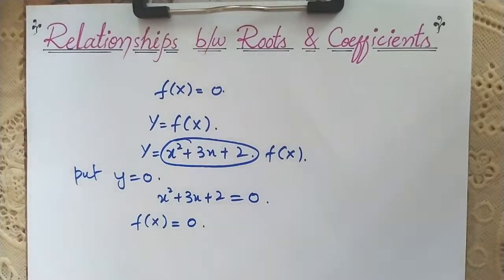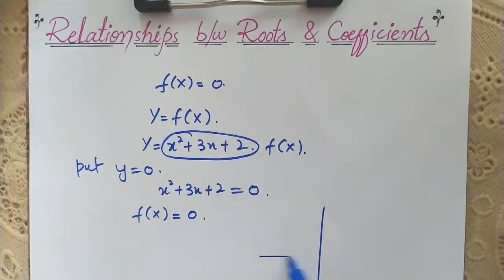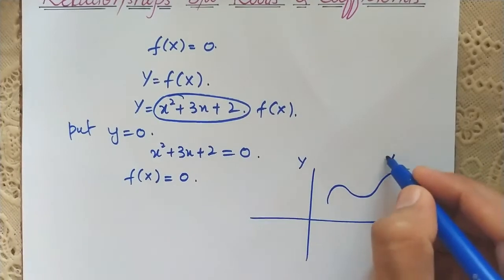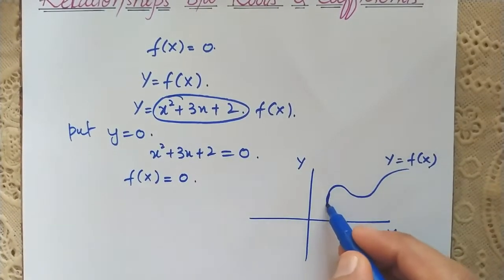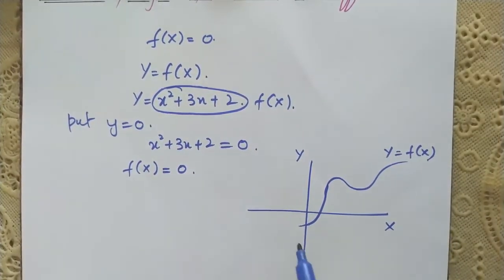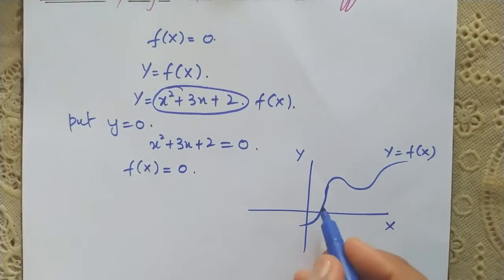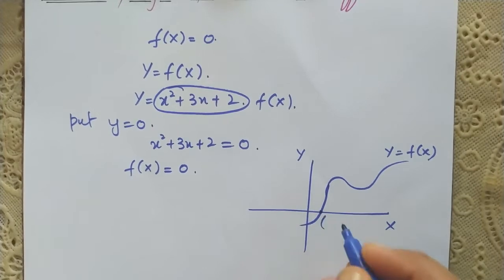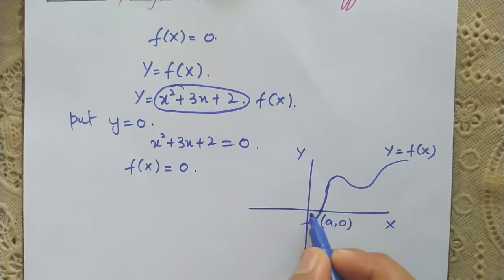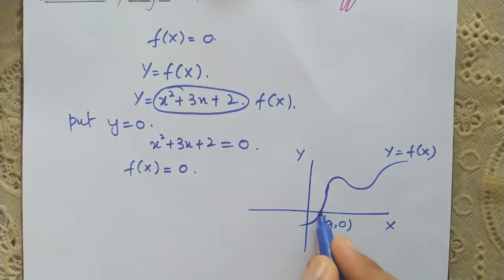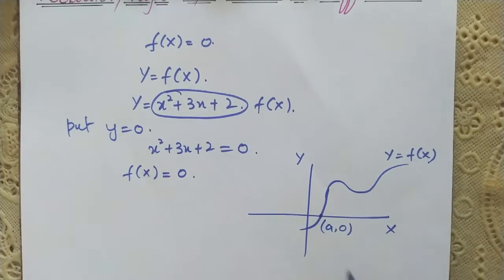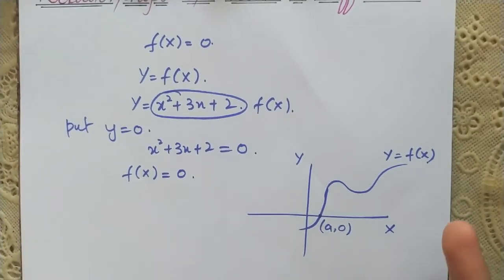For this, consider the graph of any function y is equal to f of x. Suppose it is our coordinate axis, x-axis and y-axis, and suppose this is the graph of the function y is equal to f of x. Now can you see at which point the value of y is equal to 0? Obviously the point which lies on the x-axis. This point has the y value as 0, meaning its coordinates are a comma 0. Suppose a is any number on the x-axis, then the coordinates of this point will be a comma 0. And the point which lies on the x-axis is called the x-intercept. So it means that roots are nothing but the x-intercepts of the function, right?